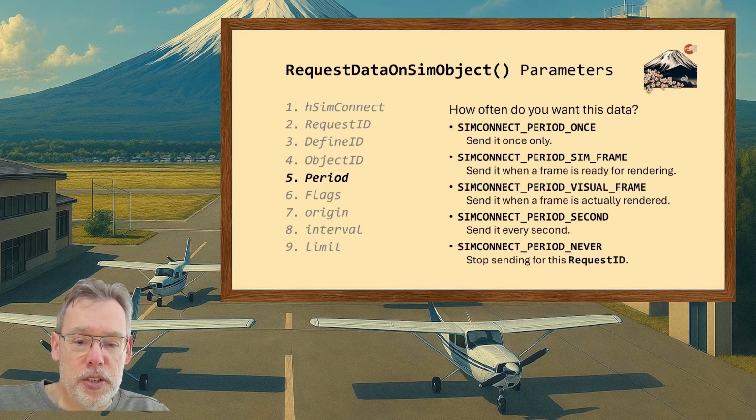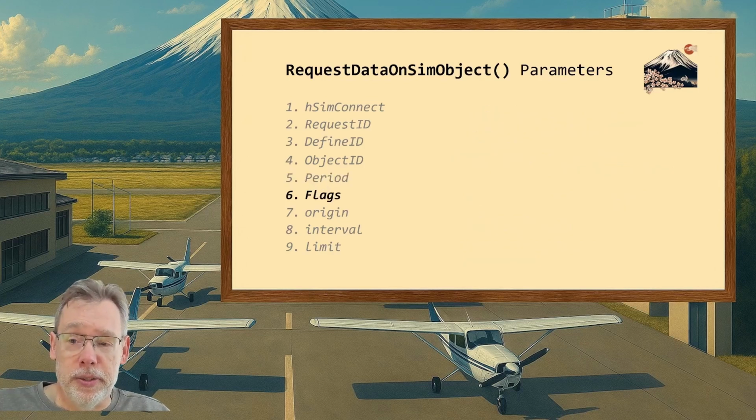So you can start it for every second or every visual frame, and then at a certain moment, because your program is going to do other things, or you're not interested in the data anymore, you send this, and that will stop the data coming in on this particular request ID.